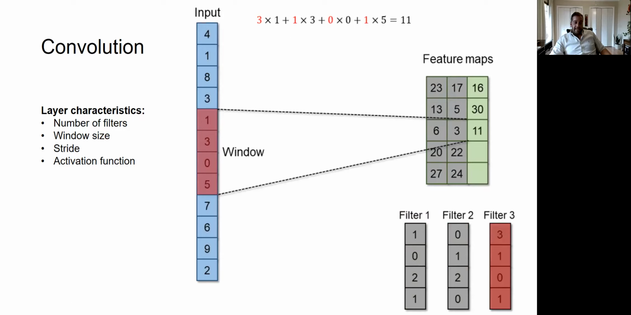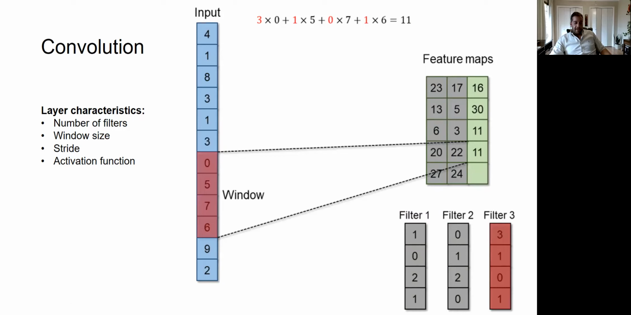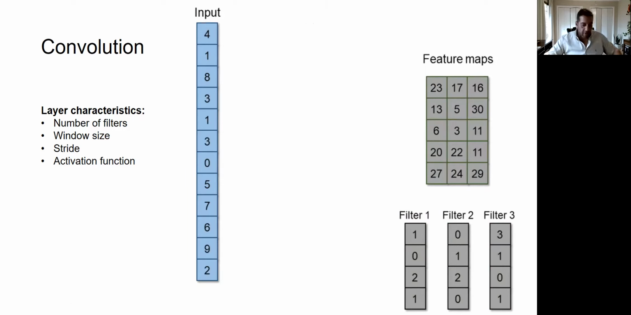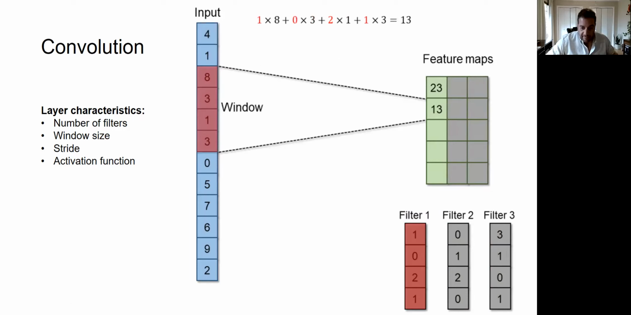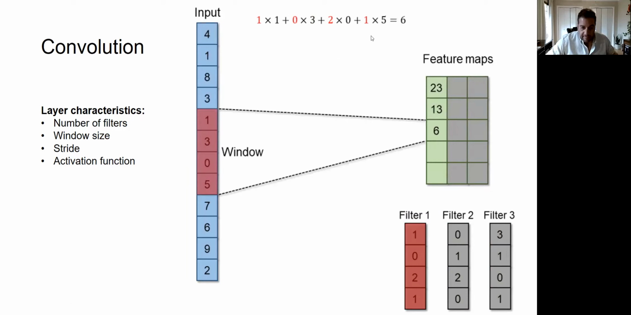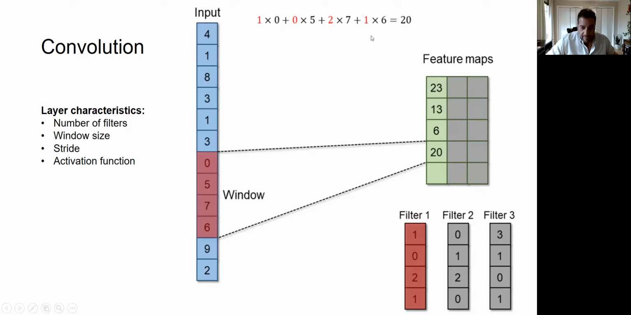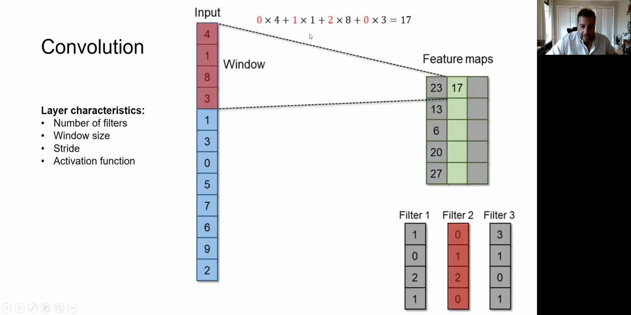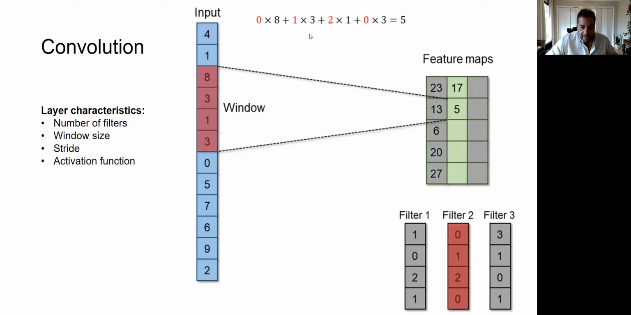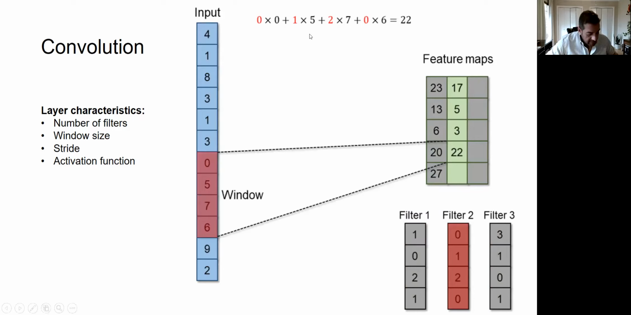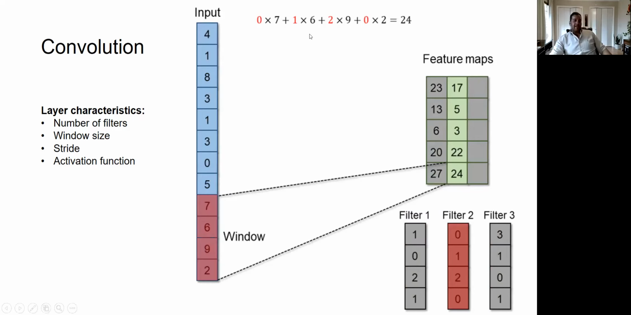Now, I have an exercise for you, but let's see if we have any questions so far. I have a question. How do you choose the filters for this convolution? How do you choose the numbers in the filters for this convolution?